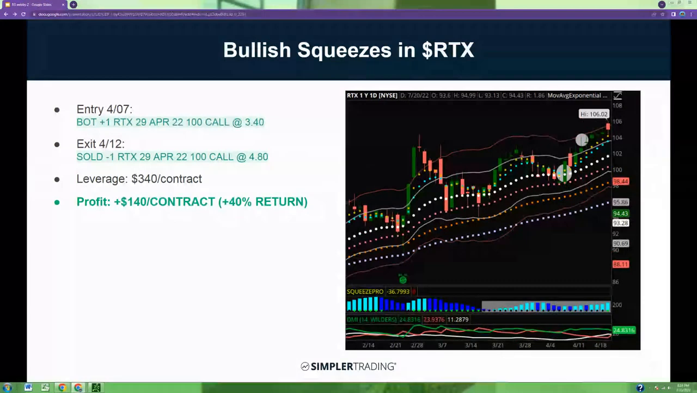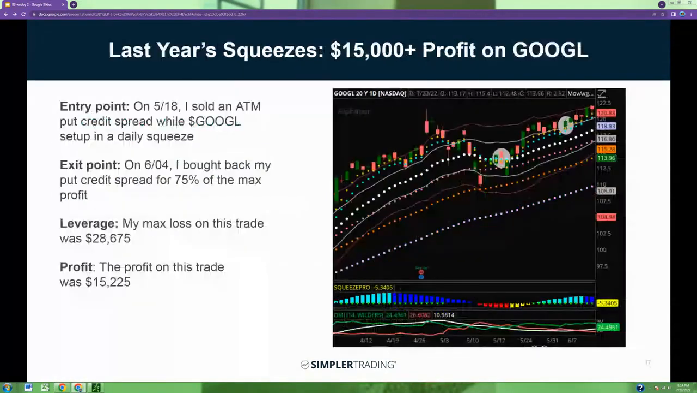And this was a daily squeeze that we did in Raytheon, RTX. Because this one fit the bullish criteria, we got long at the 21 EMA. Again, get long during the squeeze. And then we're taking our 40% profit a few days later as the squeeze fires. And we rinse and we repeat.